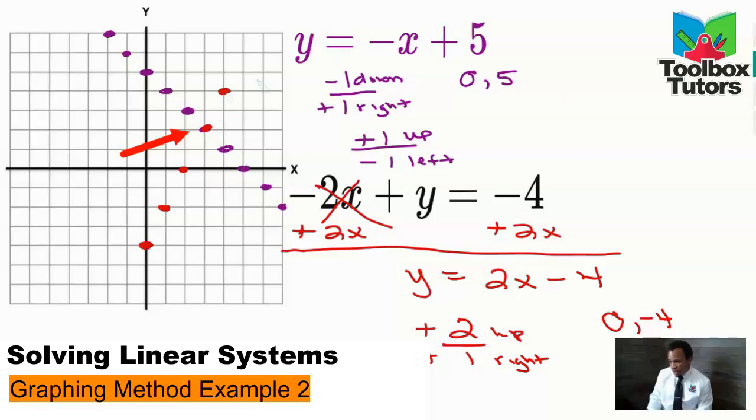So over here, on our right, to find the solution, it is 1, 2, 3. So we go to the right 3, and we go up 2. So our solution would be the point 3, 2.